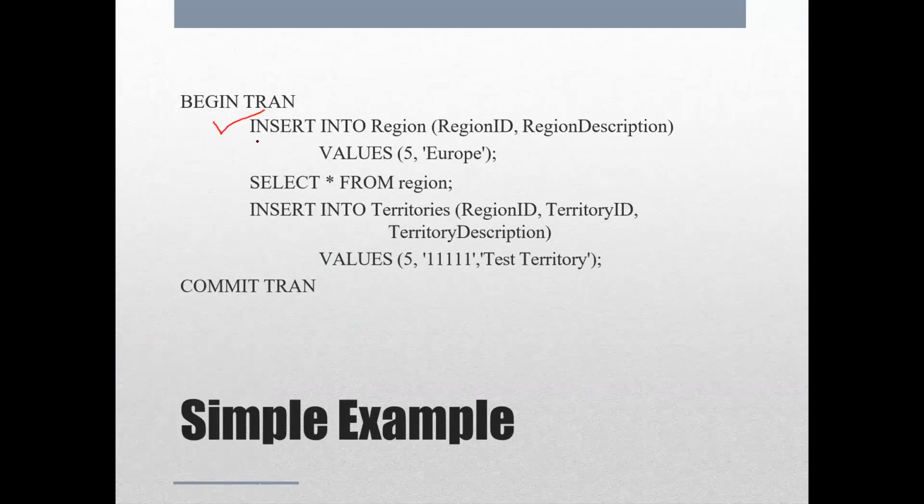First of all, it will be inserting values 5 and Europe. Then it will be selecting everything from that region. And then it will be inserting something into territories region. And this is very important, because this is the concept that we'll use in our triggers as well. And we will just see that.